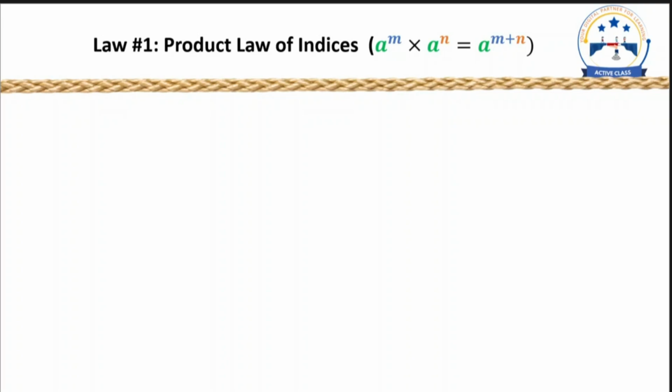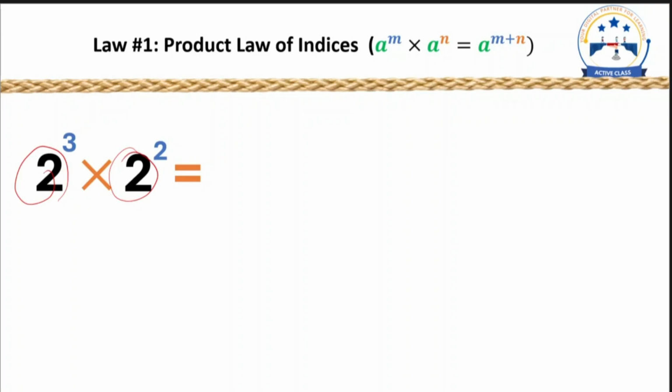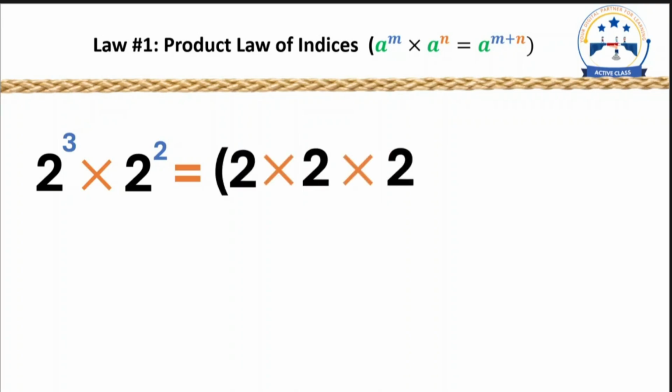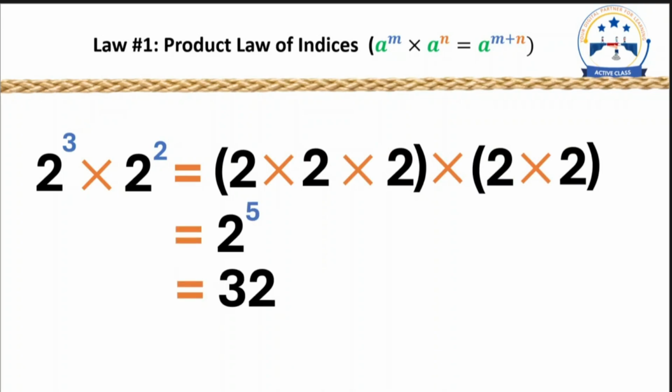Now, let's break down the most important rules of indices. The first one is the product law of indices, or the multiplication law. Suppose we are given the same base 2 and different exponents, 3 and 2. If we multiply them, we simply add the powers. 2 power 3 times 2 power 2 means we multiply 2 three times and another 2 two times. We get five 2s, that means 2 power 5, which gives us 32.